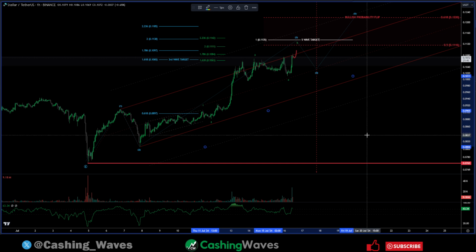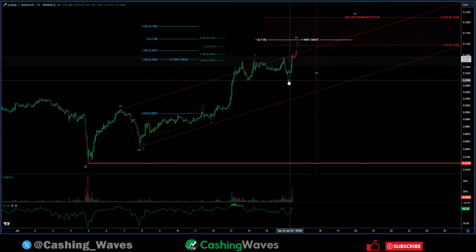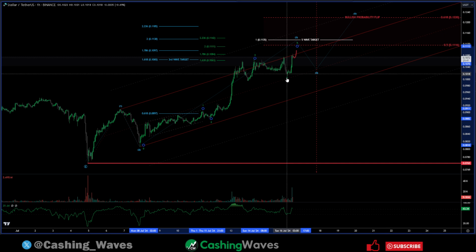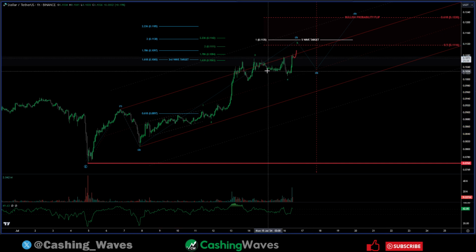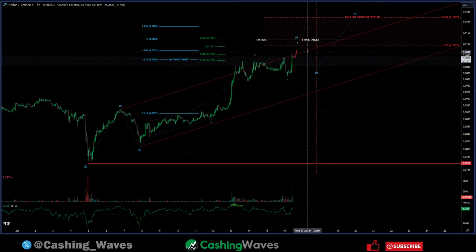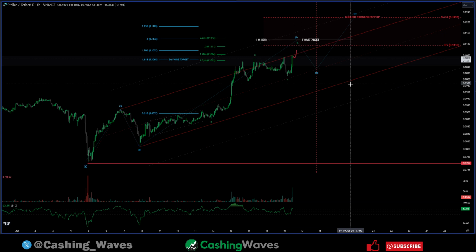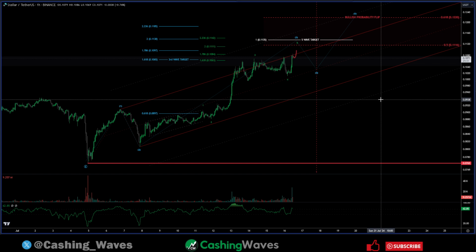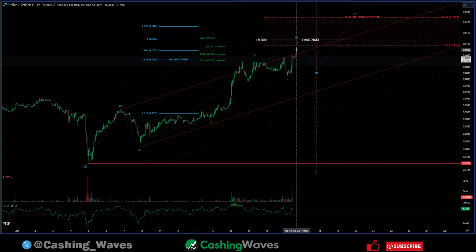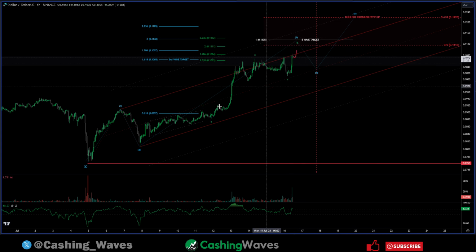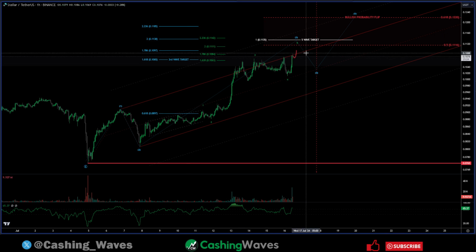Fifth wave target. So if this is the fourth wave labeled correctly as an expanded flat, we should hit around 11.35, 11 cents, 0.35. Nothing says we have to get there. I'm just saying that's the general target if wave 1 equals wave 5.